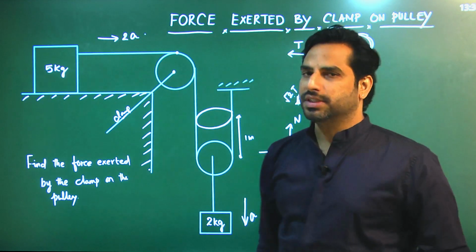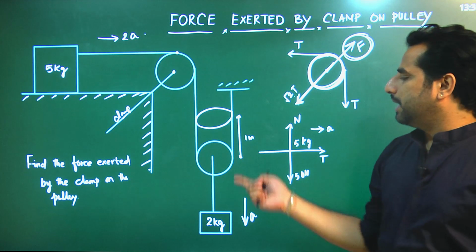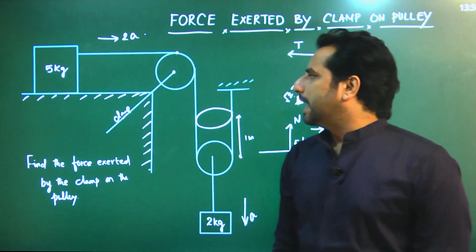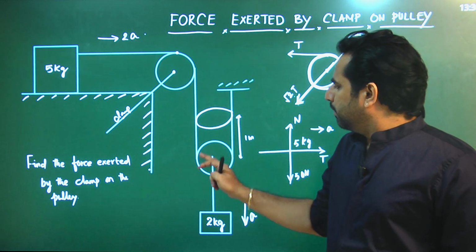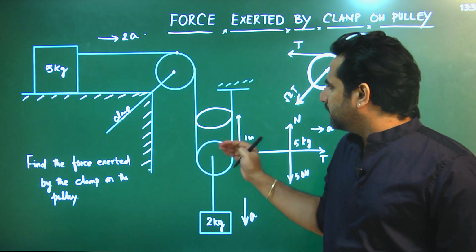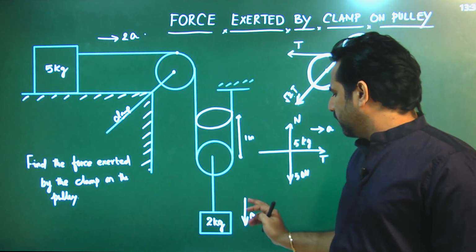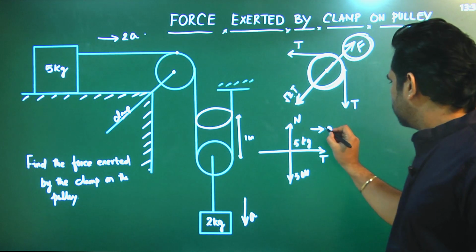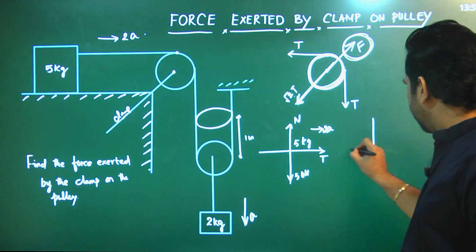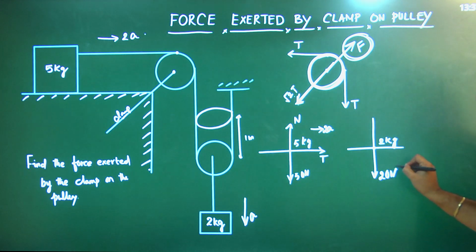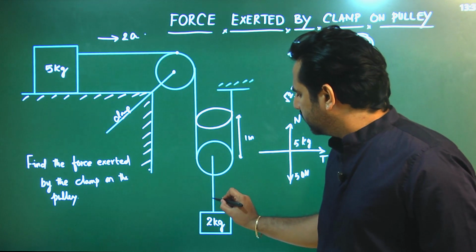Or you can apply constraint equations and find the relation between the acceleration of the 5 kg and 2 kg blocks. Simple logic: if the 5 kg block moves towards right by 1 meter, the pulley would come down only by half a meter. So the acceleration of the 2 kg block is half that of the 5 kg block. If the acceleration of the 2 kg block is a down, the 5 kg block's is 2a. Let me write this as 2a and draw the free body diagram of the 2 kg block. We have its weight 20 newton acting downwards, and there is tension T dash. T dash is the tension in this string.